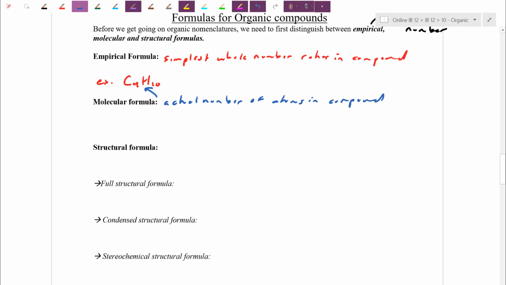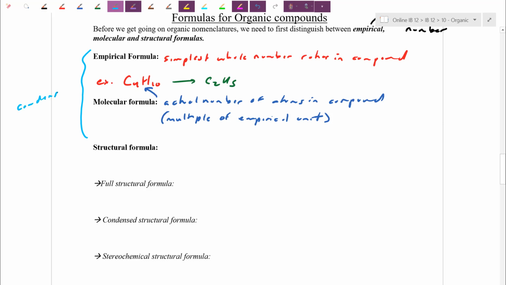And I just want to allude to this here. Molecular formula is always going to be some multiple of your empirical unit. The empirical unit here has been simplified, scaled down. The empirical formula for this would just say C2H5. If I have 2 of those C2H5s, that gives me my entire compound. Both of these are in some sense trying to condense the structure, trying to make it a little bit shorter.